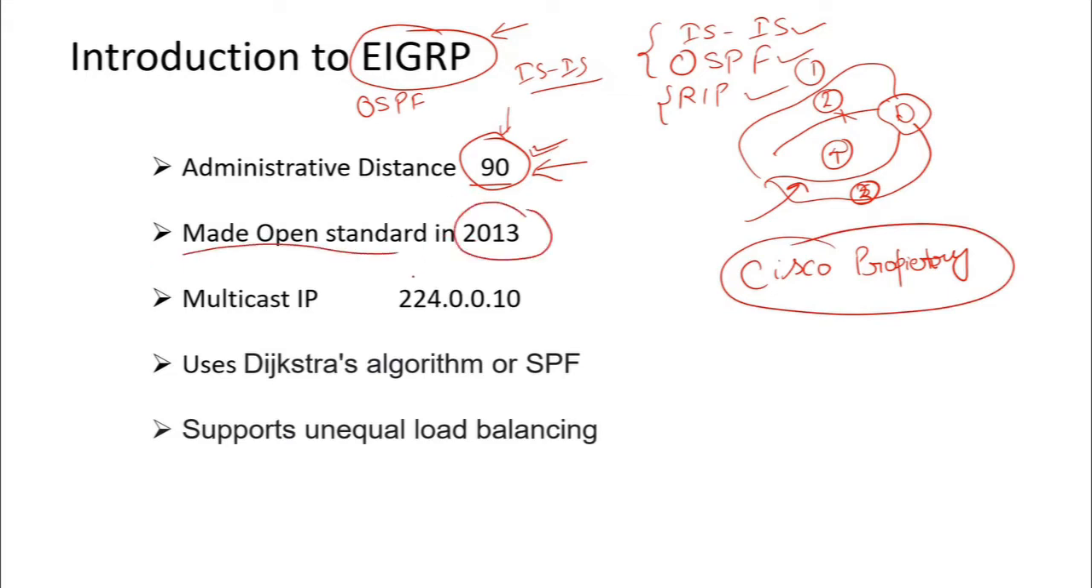Before that, it was Cisco proprietary, and no other vendors or companies were using EIGRP. Now they have made it an open standard and anyone can use it, but still most operators do not prefer to go to EIGRP. You might be observing that some other companies still do not support EIGRP. They just stick to OSPF, RIP or ISIS.